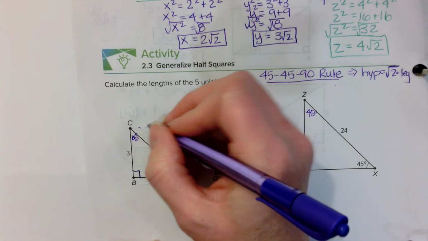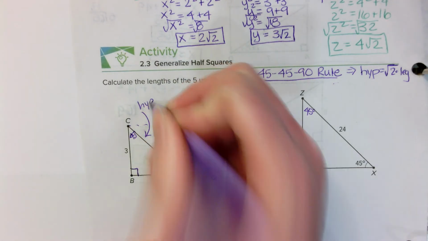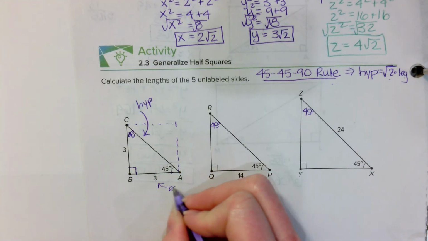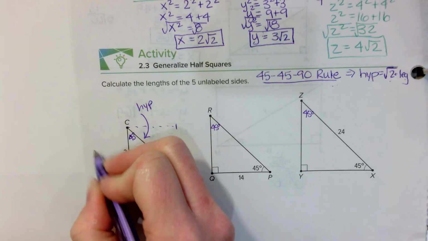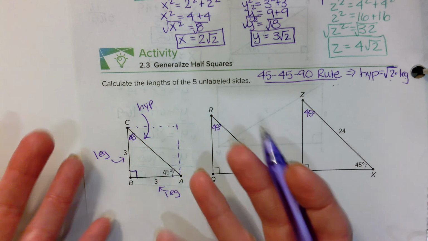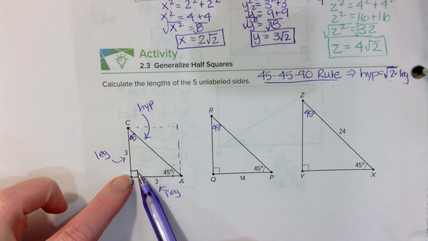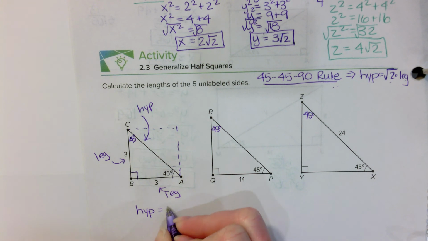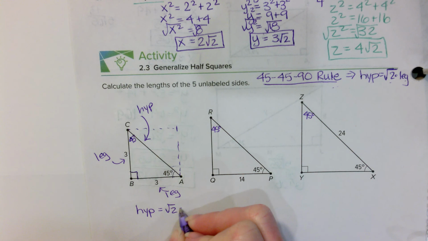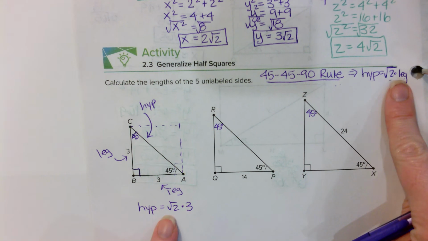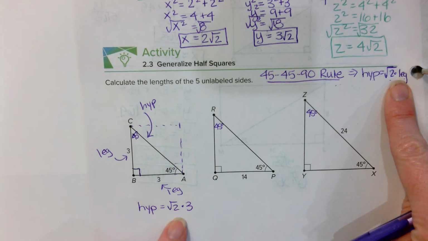The hypotenuse, which is my longest side, is rad 2 times a leg. Well, the leg is the other two sides of my 45, 45, 90 triangle. So the way you can use this shortcut is if you happen to have 45, 45, 90, I know that this hypotenuse, which I don't know right now, is equal to rad 2 times a leg. My leg is 3. So this is what my rule is telling me to do mathematically.